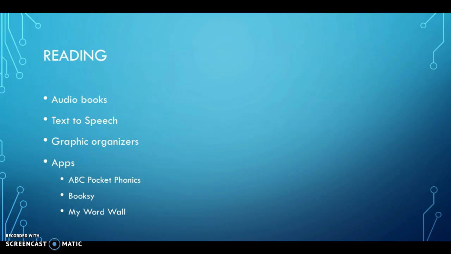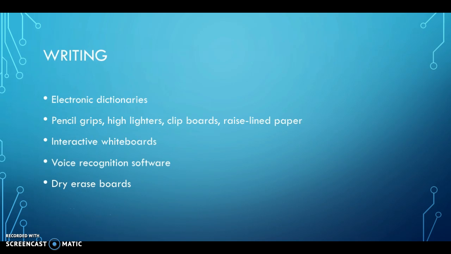So I kind of structured it into each subject. I had many on my matrix, but I just selected a few to share with everyone today. So for reading, obviously audiobooks, text-to-speech, graphic organizers, a few apps that I found are ABC Pocket Phonics, Booksy, and My Word Wall. For writing, electronic dictionaries.